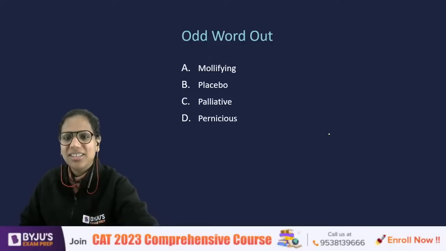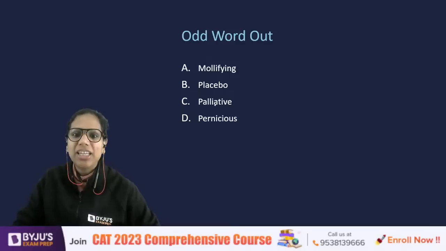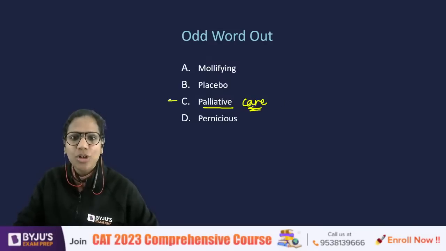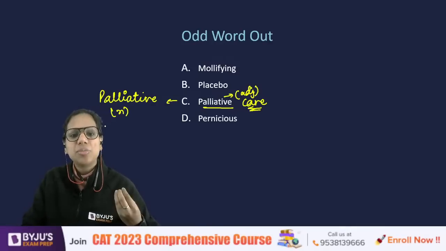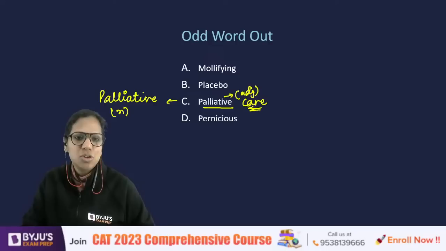Okay. See, this one is easy. I told you. Palliative and placebo. We've already done these words, haven't we? So palliative care, I remember I discussed palliative care with you, right? I also told you that painkillers are called palliatives. It's a noun also. Palliative is used as an adjective and as a noun. As a noun, it means any medicine that soothes your pain, eases your pain. So that is why painkillers are also called palliatives.